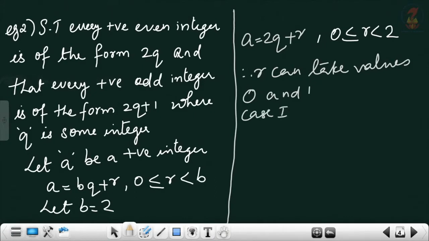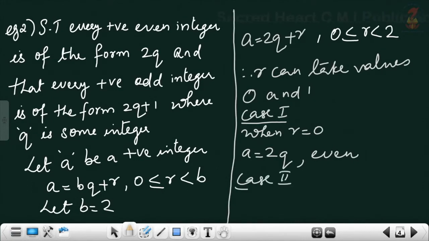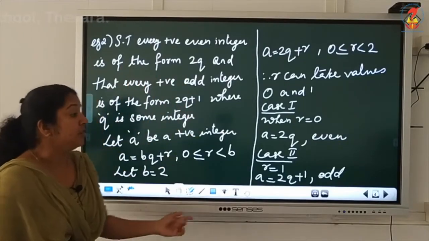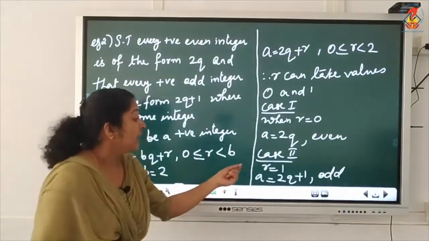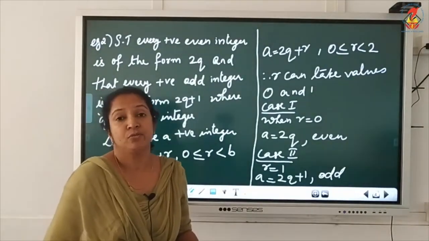Case 1, when r is equal to 0, a is equal to 2q, it is clearly even. Case 2, when r is equal to 1, a is equal to 2q plus 1, clearly odd. So, what we can say is every positive even integer is of the form 2q and every positive odd integer is of the form 2q plus 1.